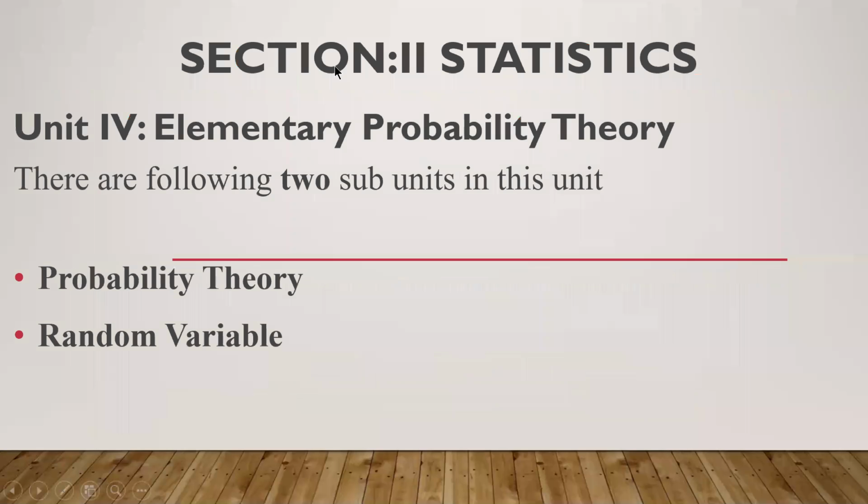We have started with Unit 4 of Section 2 Statistics, that is Elementary Probability Theory. There are two subunits in this unit. First one is Probability Theory and the second one is Random Variable. So we had already started yesterday with the first subunit, that is Probability Theory.